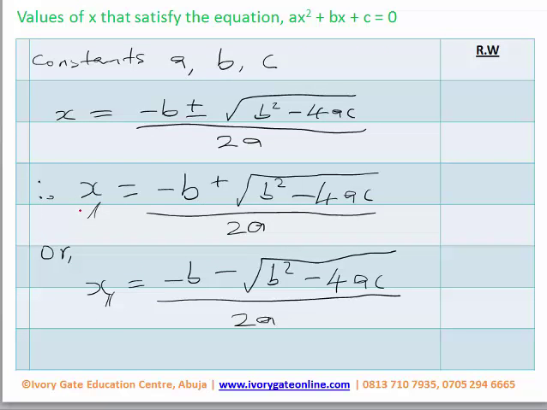Now a quick review of what we've done today. So given the quadratic equation ax squared plus bx plus c is equal to 0, which is the standard quadratic equation, the coefficient of x squared is a, the coefficient of x is b, and the constant is c. These are the things we have here. So the first thing, when you are to solve using the quadratic equation formula, is to identify the values of a, b, and c accordingly.